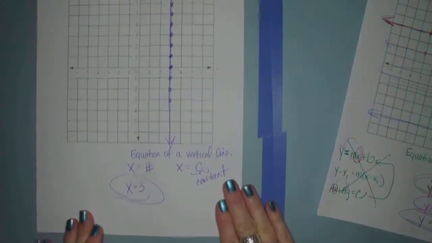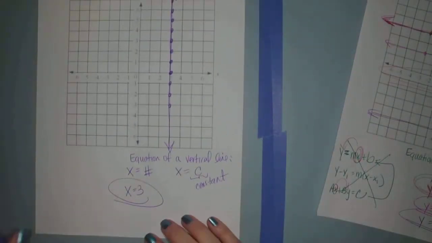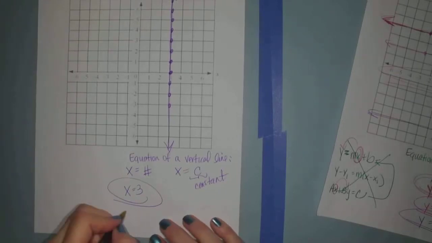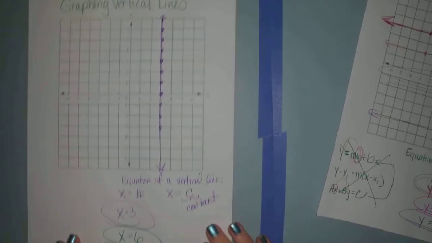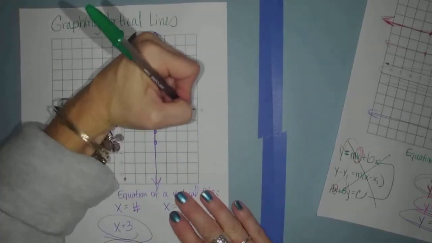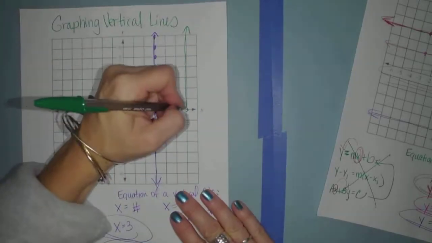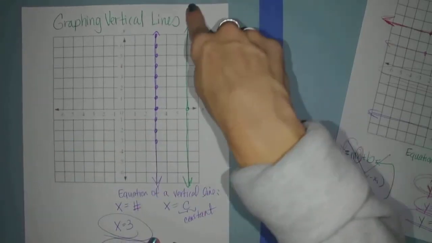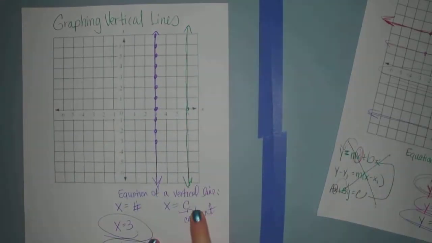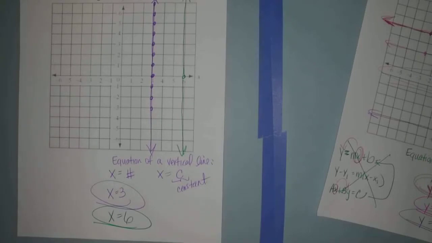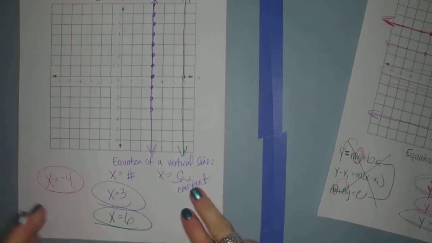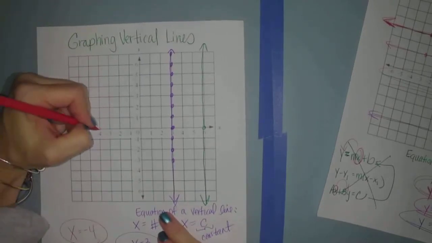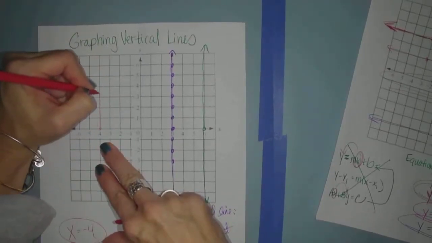And you can move this vertical line anywhere you want. Let me switch colors here. If you do x = 6, no big deal. Just go to x = 6 right here. Vertical. All the x's are 6 along that line. Maybe you do x = -4. No biggie. Go to x = -4. Rock out your vertical line.